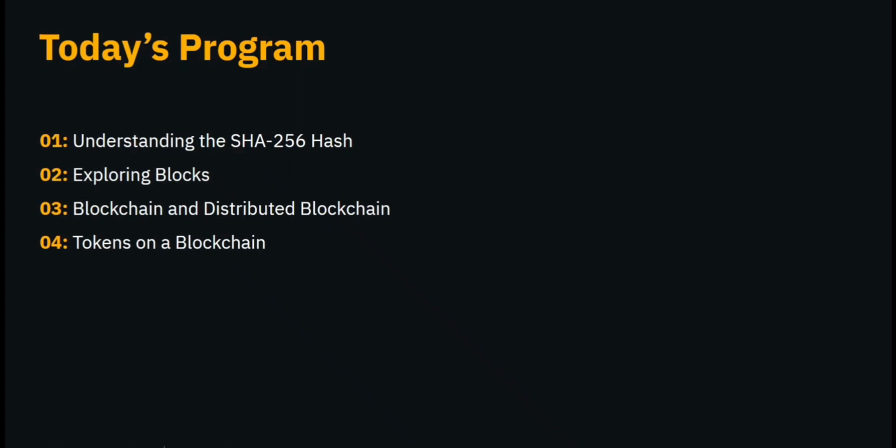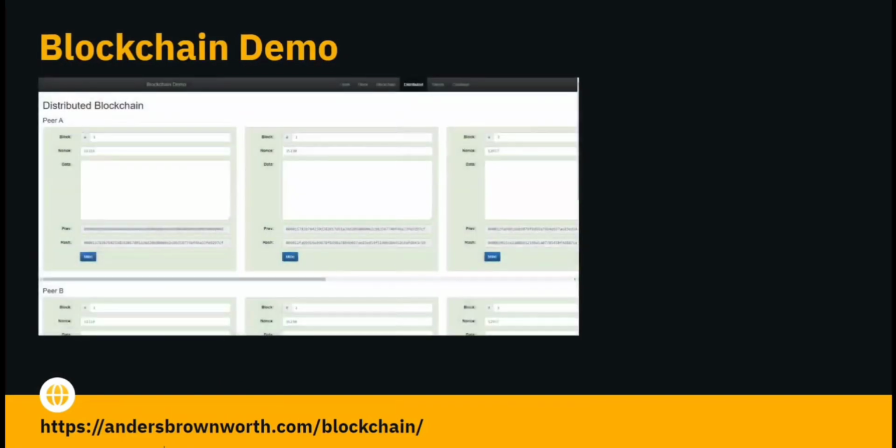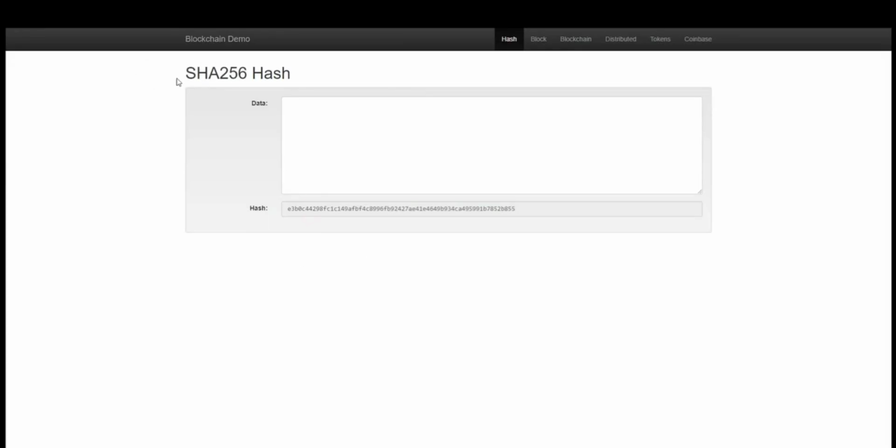We'll explain what tokens are, how transactions work, and how we ensure they are valid. Then we'll introduce you to the concept of the Coinbase transaction, showing how the tokens are created and distributed. So for the blockchain demo, we will use this website, and you can try it by yourself for deeper comprehension. Before we dive in, let's explore the essential component of blockchain technology known as SHA-256, Secure Hashing Algorithm 256.